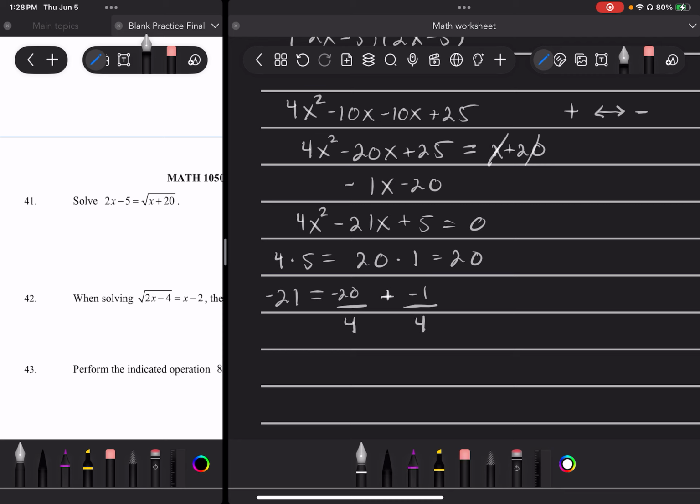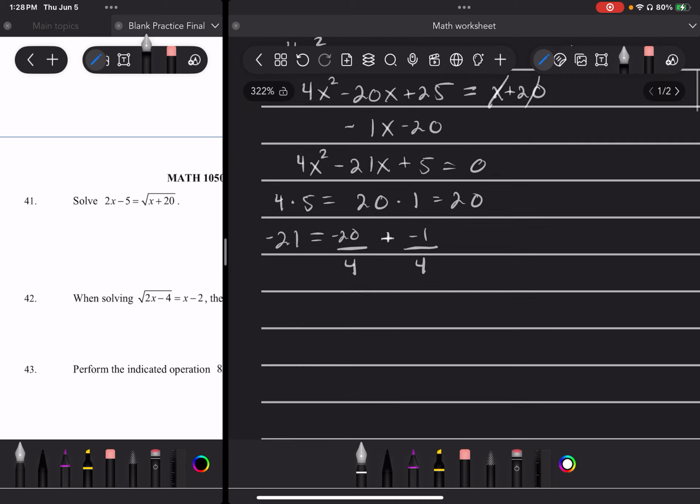to make sure that these are numbers that are reduced. This is also called the Lizzie method. It just means use a, divide by a. So as long as we divide by a, that's pretty much what the Lizzie method is, this last step here. Negative 20 divided by 4 is negative 5. And then the other one is negative 1/4.